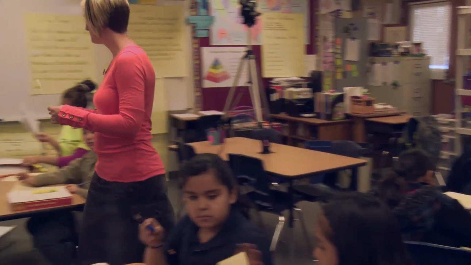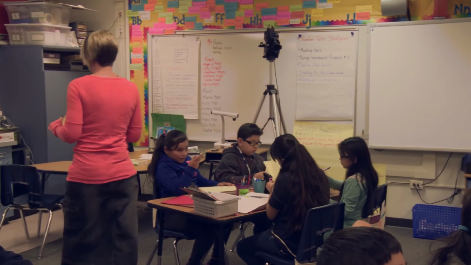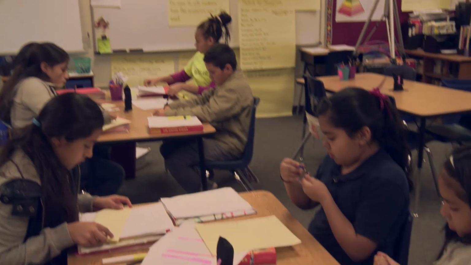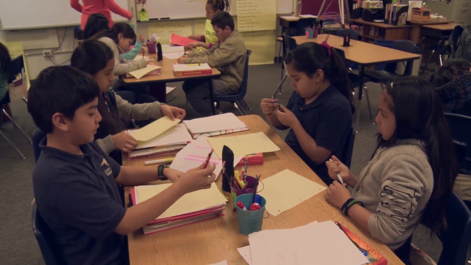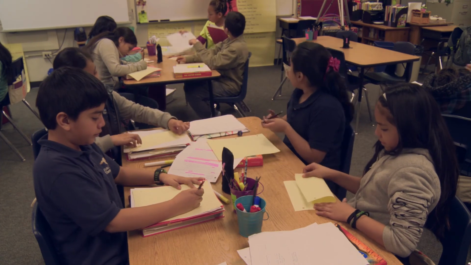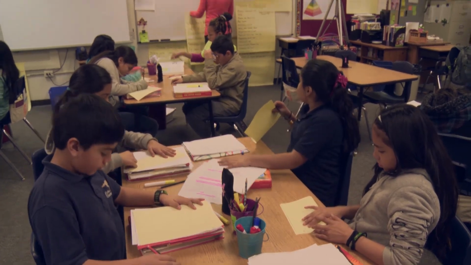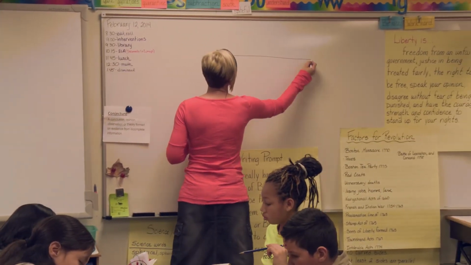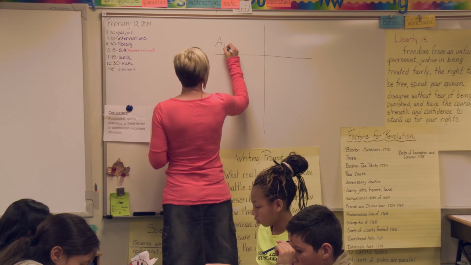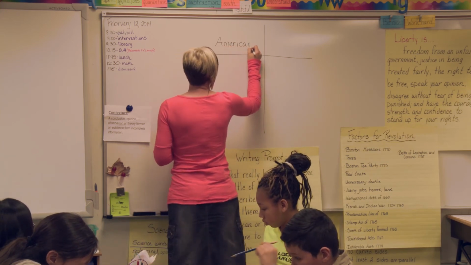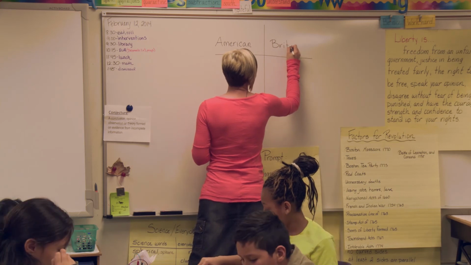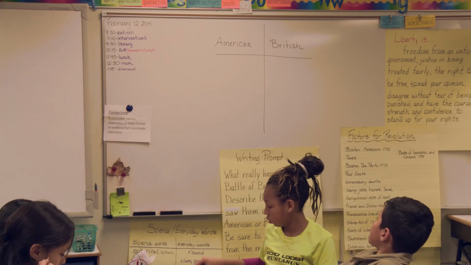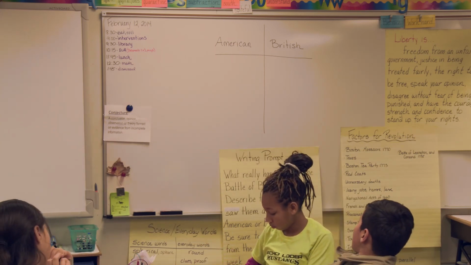Okay, make your T-chart. One side is American, one side is British. You can fold it or you can make a line, doesn't matter. Okay, start your brainstorm.